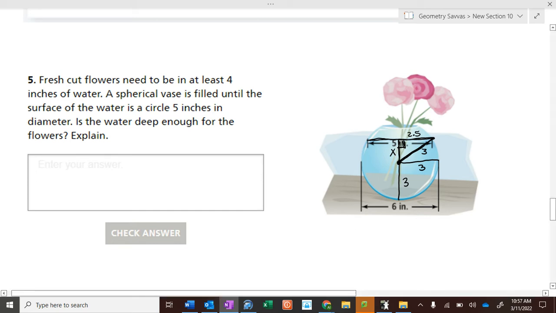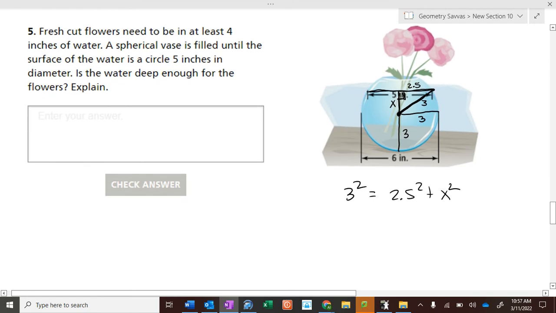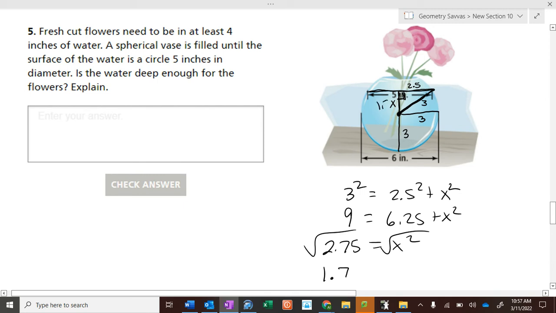So now we have a right triangle, so we can use the Pythagorean Theorem. 3 squared equals 2.5 squared plus x squared. That's what problem number 1 was about on your quiz. The Pythagorean Theorem. So 9 equals 6.25 plus x squared. If we subtract 6.25, we get 2.75 equals x squared. If we take the square root of 2.75, we get about 1.7. So 3 plus 1.7 is 4.7. Are the flowers in enough water? Yes, they are.